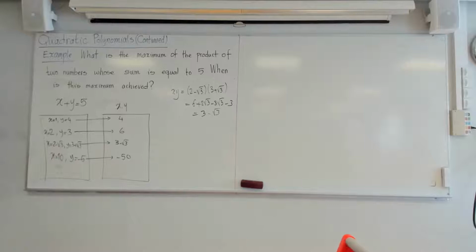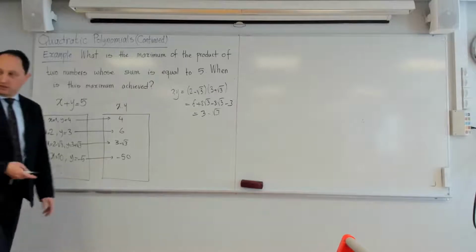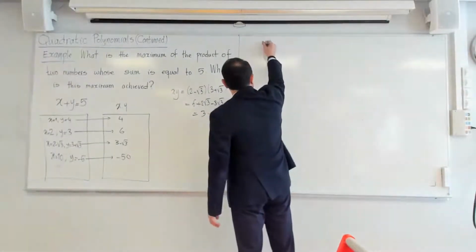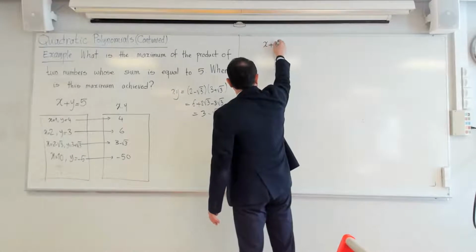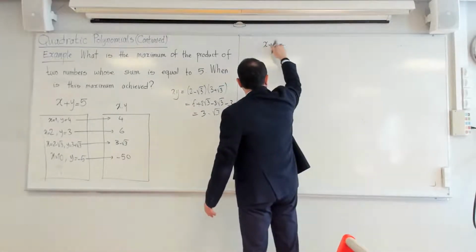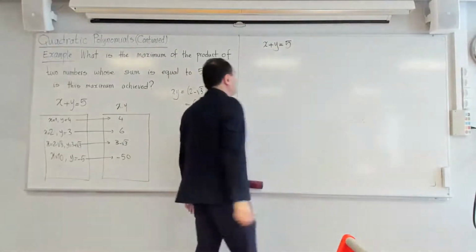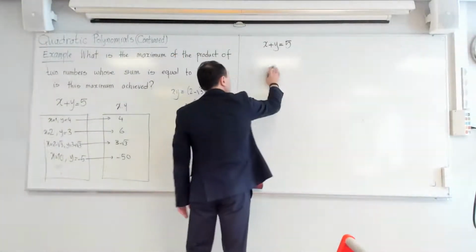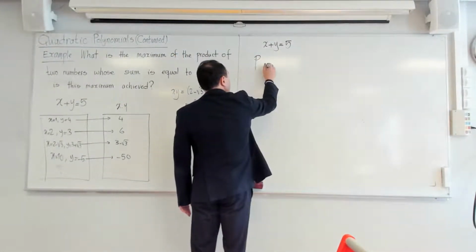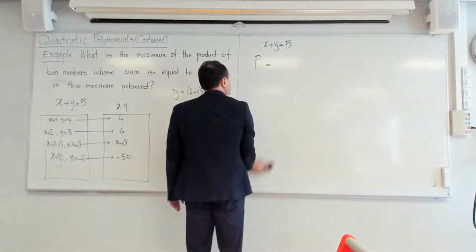Let me ask you what I am supposed to maximize in this case. What do I want to maximize in this problem? The product. So, let us call it P. I know that I have two numbers. I don't know anything about them except that the sum is equal to 5. My goal is to maximize the product of these two numbers.